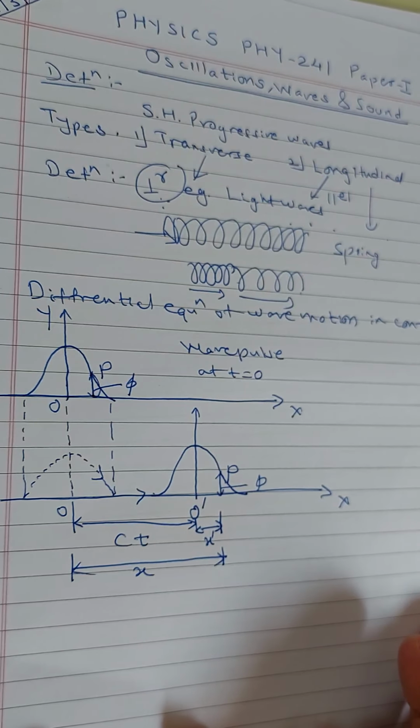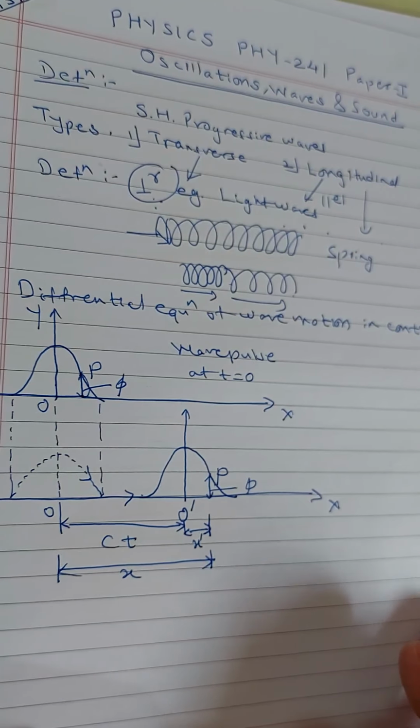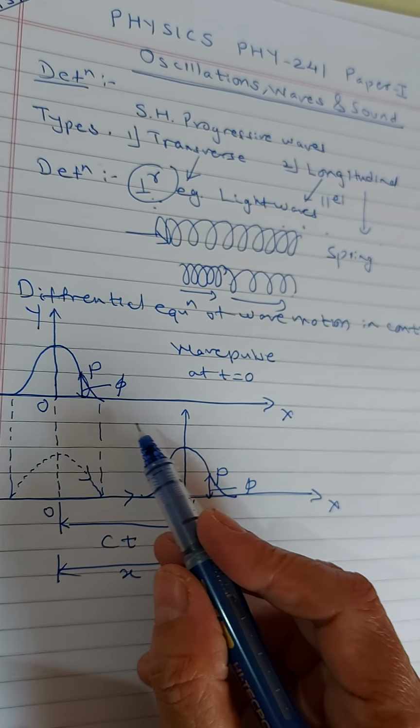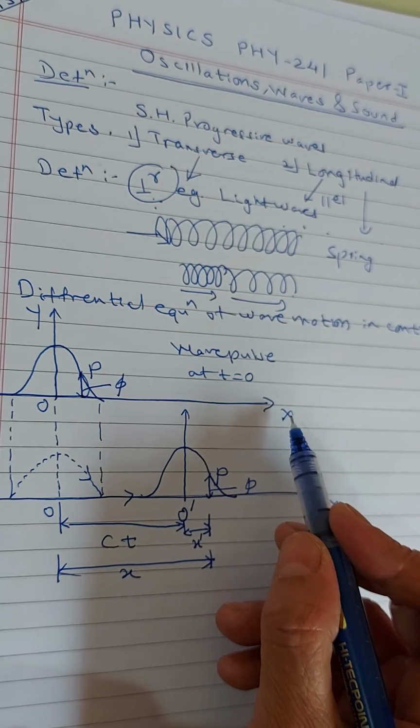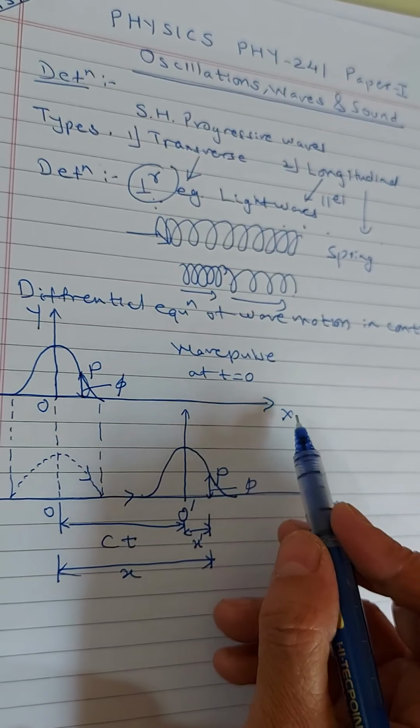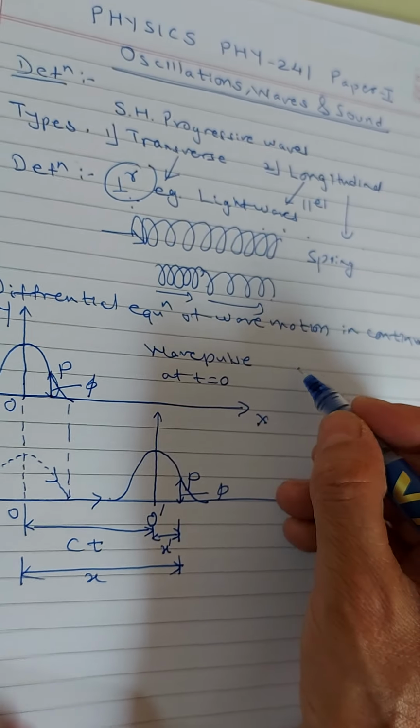So all these are clear in front of us. Now what we can say is, suppose a pulse is traveling along the positive x-axis with the speed c.